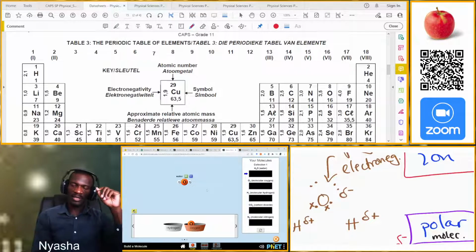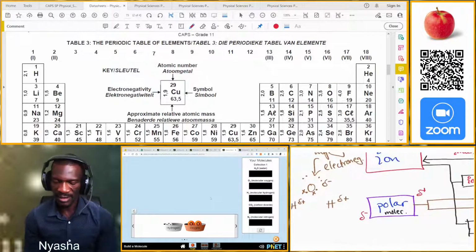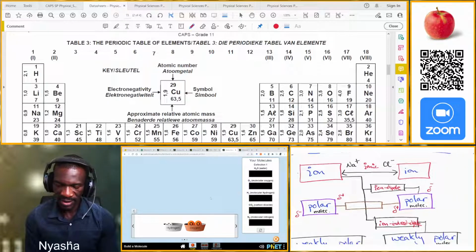So the polarity is what we're just discussing here. We can experience that. Let me see if I can refill. I don't think I can refill. Okay, I cannot. I just wanted to try something. Okay, so we now have these molecules. Let me clean this out so that in the end we have polar.